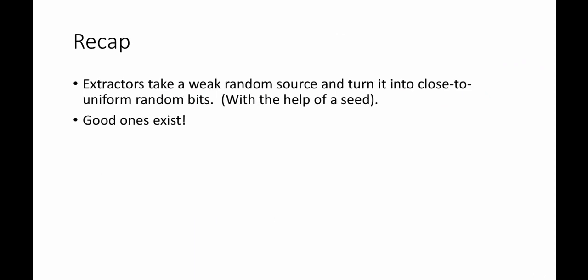Okay, so that's it for this video. As a quick recap, extractors take a weak random source, a source with low min-entropy, and turn it into close to uniform random bits, perhaps with the help of a uniformly random seed. Moreover, good extractors exist. The fact that they exist you can probably prove on your own, fun exercise. The fact that there exist explicit ones, quite a bit trickier.